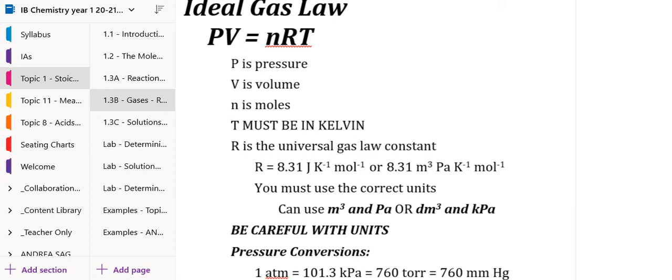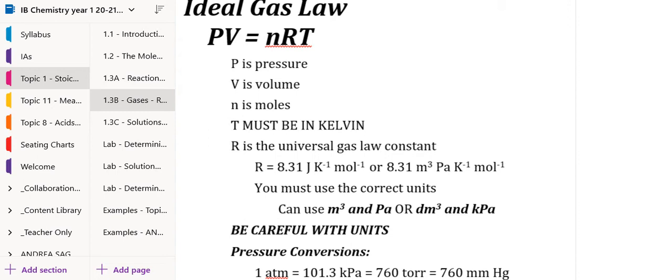The first gas law that we're going to talk about is called the ideal gas law, and it relates pressure, volume, number of moles, temperature, and then we have this constant value in it. So P is pressure, V is volume, n is number of moles, and T is temperature, which must be in Kelvin.